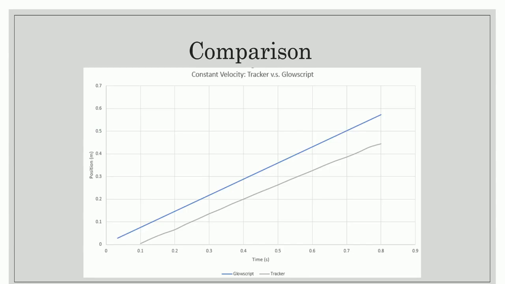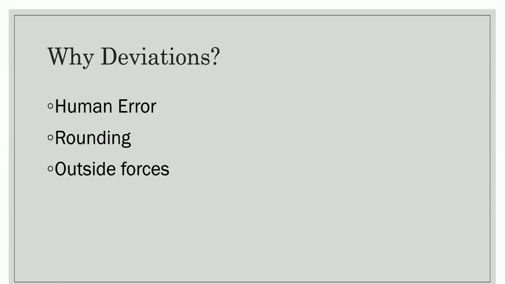Here's a visual comparison of the data between the computational and experimental, aka GlowScript and Tracker. As you see, the Tracker slope is a little bit less steep and isn't completely a straight line, whereas the GlowScript is straight and a little bit steeper of a slope.